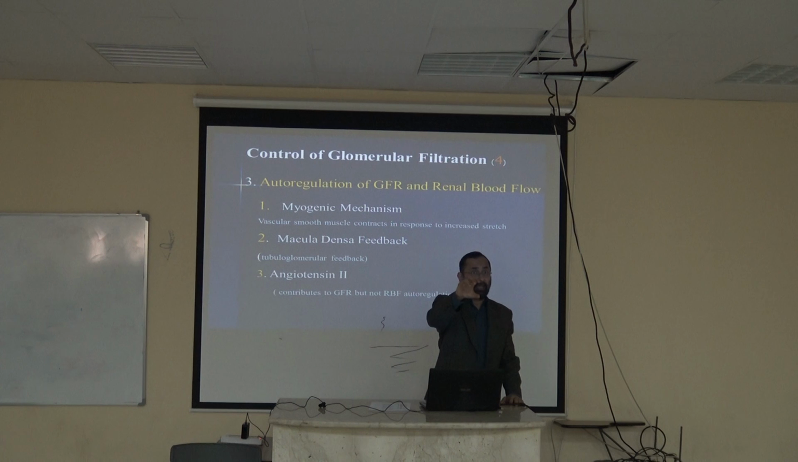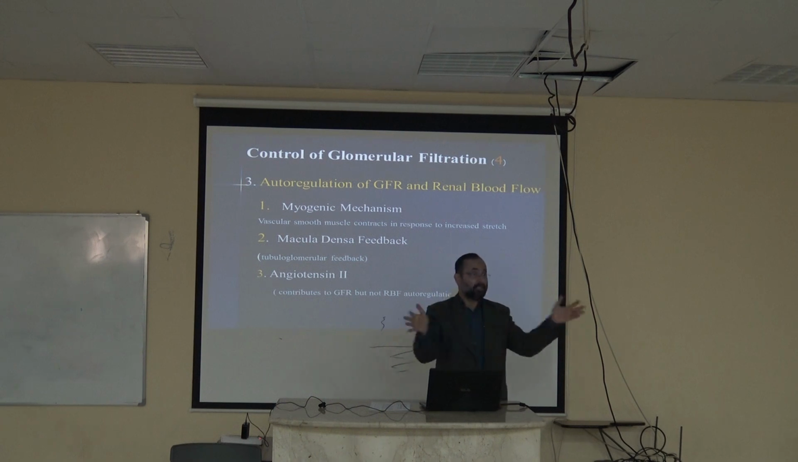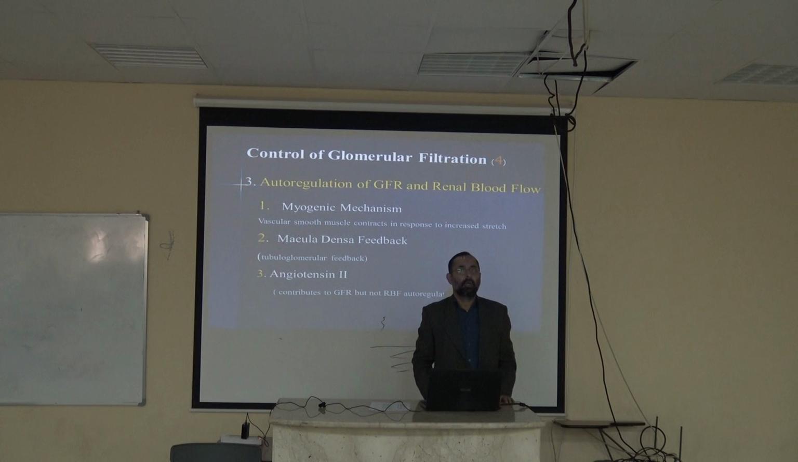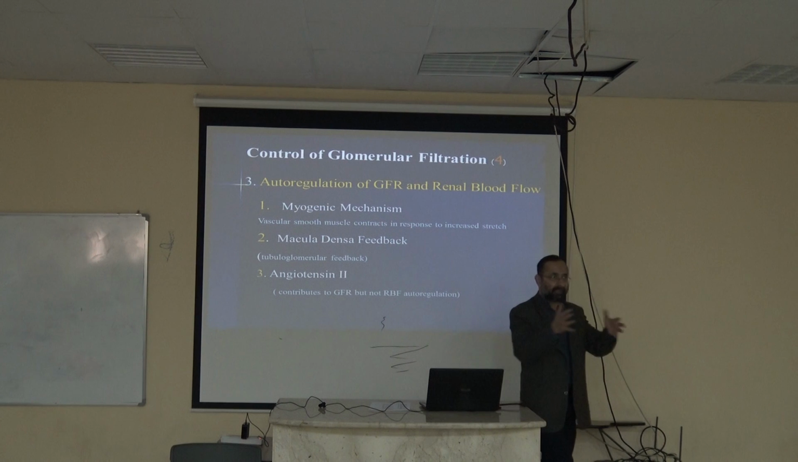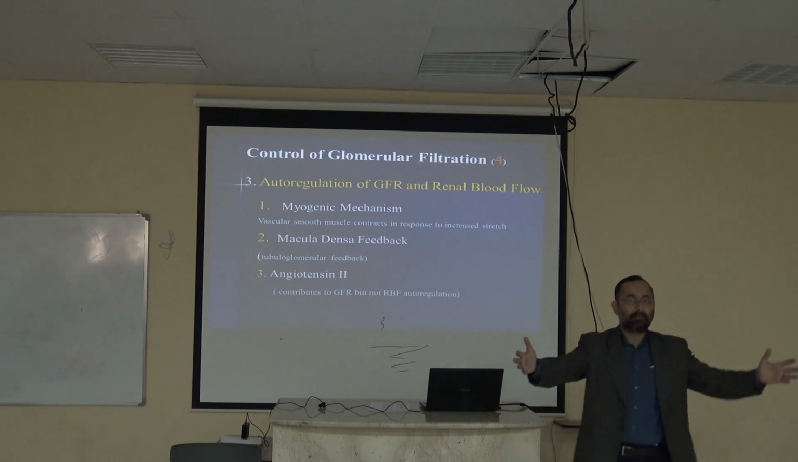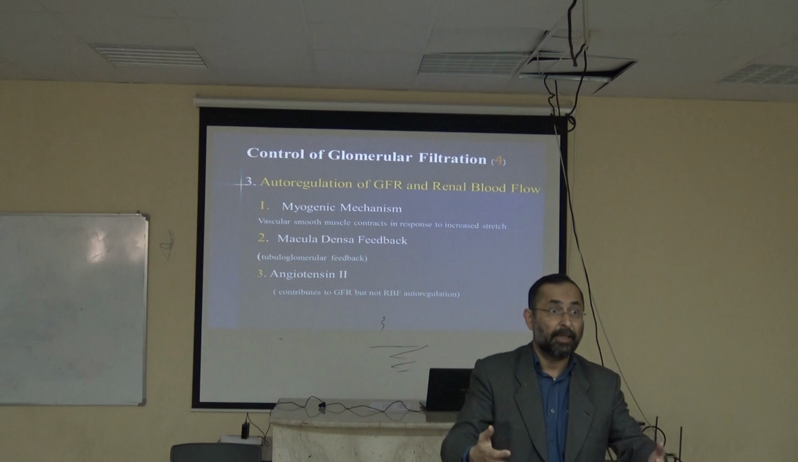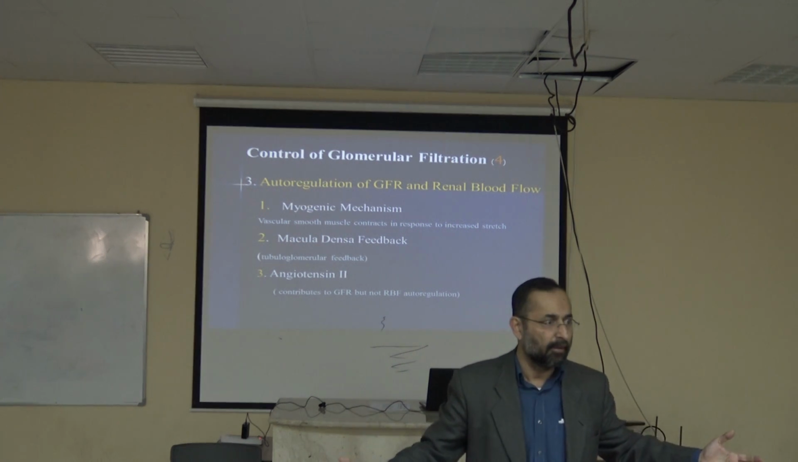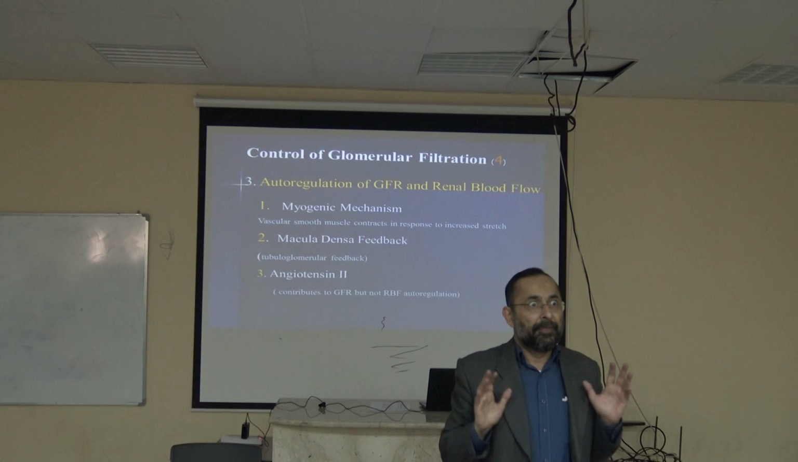The myogenic mechanism is about the structure of the blood vessels, not related to the hormones. Okay? Changes in the blood vessel wall occur automatically with the changes in the blood pressure or the blood flow. Whenever there is an increase or decrease in the blood pressure coming to the kidney or the blood flow coming to the kidney, obviously it will affect the blood vessel. If more blood pressure is there in the blood vessel or more blood is coming into it, what will happen to the wall? Stretching, right? Okay.